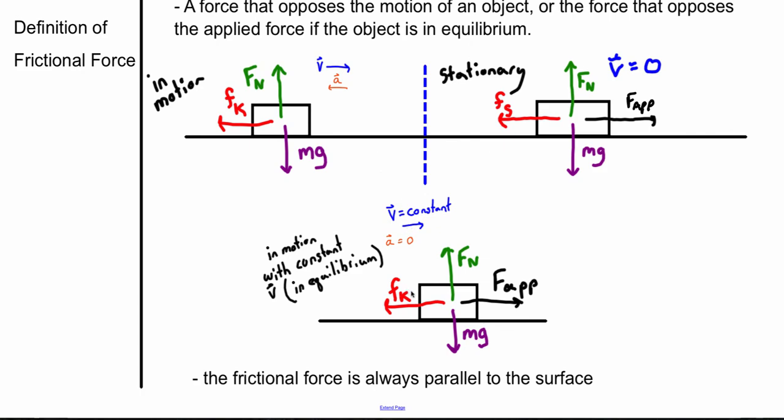If we come down here now to a kinetic frictional force, well, kinetic means moving. So now I have a velocity, and we can put the velocity going to the right, and the acceleration would be 0, because if it's in equilibrium, then the forces in the x direction will cancel out, and the forces in the y direction will cancel out. So we have no net force. And if we have no net force, we can either have the object moving at a constant velocity, or we can have the object being stationary.